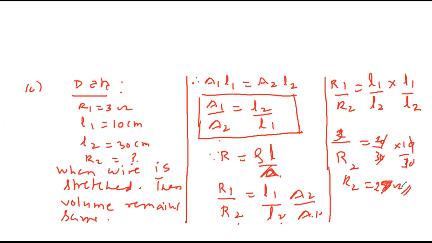Same concept. Wire is stretched, volume remains same, so area is the reciprocal of length. You can write directly also, length is 3 times, so area becomes 1/3. Therefore, our final answer will be square. But this is easy to remember and to understand the concept of how we got that answer.